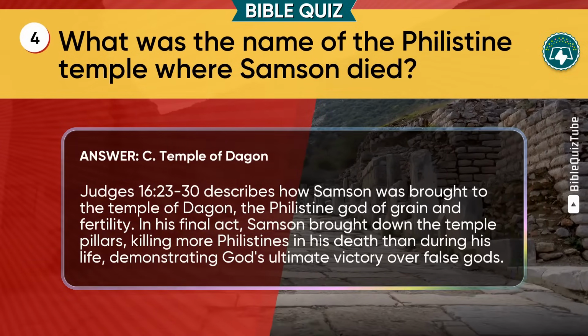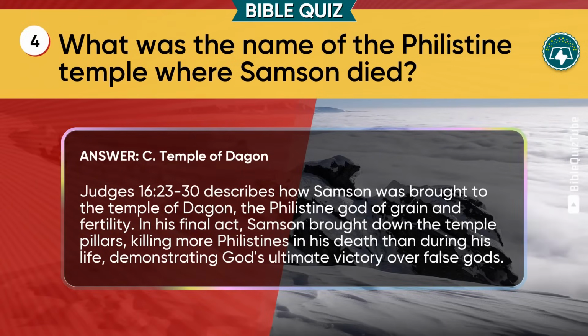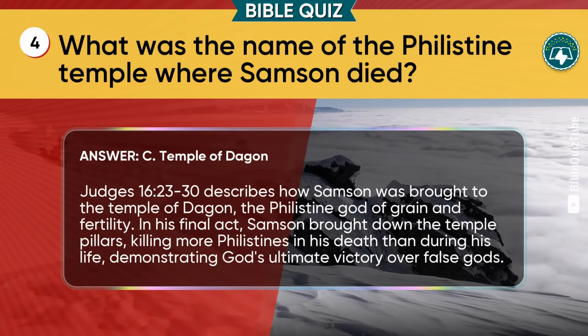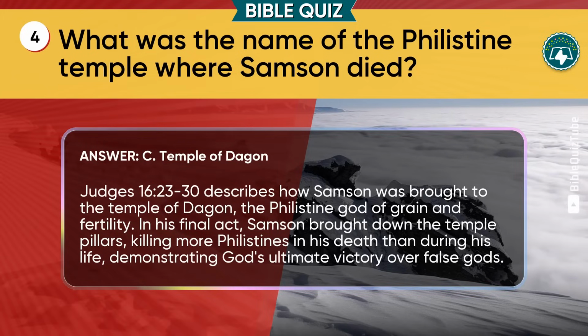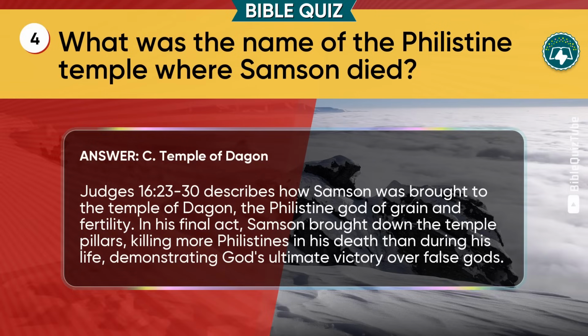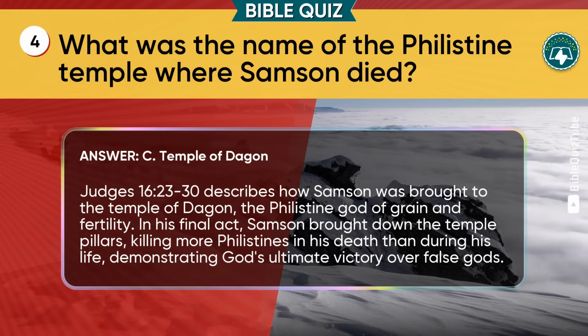The explanation. Judges chapter 16 verses 23 to 30 describes how Samson was brought to the temple of Dagon, the Philistine god of grain and fertility. In his final act, Samson brought down the temple pillars, killing more Philistines in his death than during his life, demonstrating God's ultimate victory over false gods.